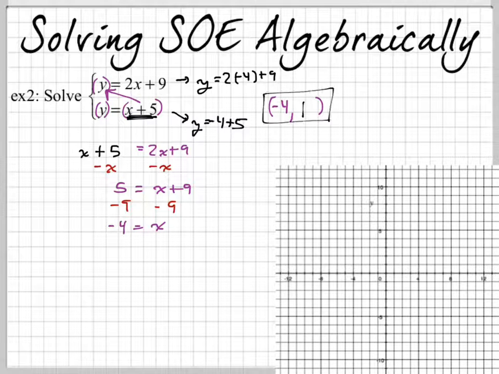There's your answer. Now, I showed you in the previous example that you can graph both of these and see if they both cross at (-4, 1). If they both cross at (-4, 1), then you know you did it right.